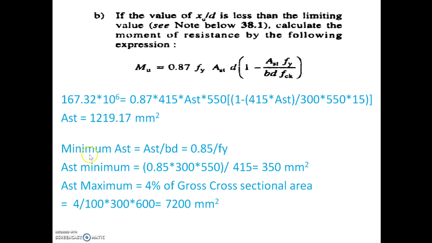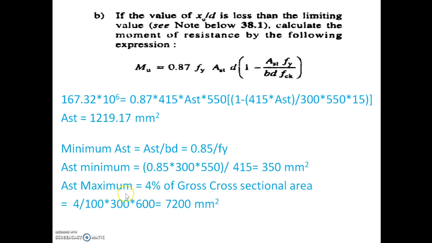Whatever the problem we designed, it should satisfy the minimum Ast values and the maximum Ast values. So first of all, we have to calculate the minimum Ast, that is Ast by bd is equal to 0.85 by fy. By substituting the bd value and fy value, we will get Ast minimum of 350 mm square. So the minimum steel required for that particular cross section is 350 mm square. Here we got 1219.17. So the section is safe.